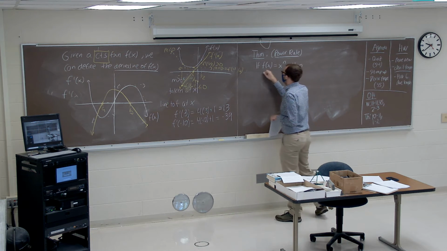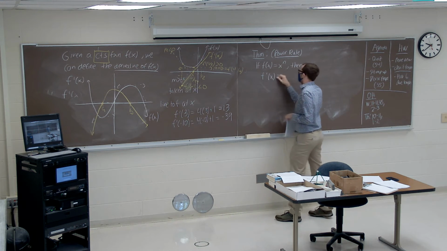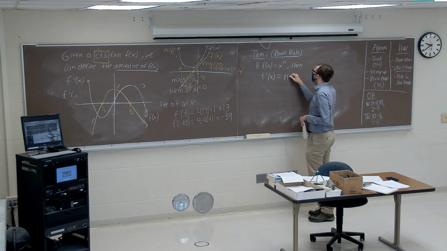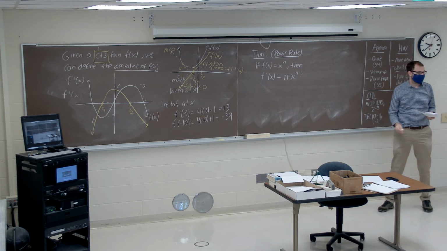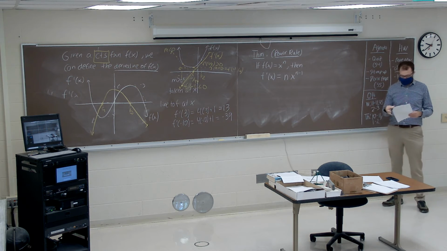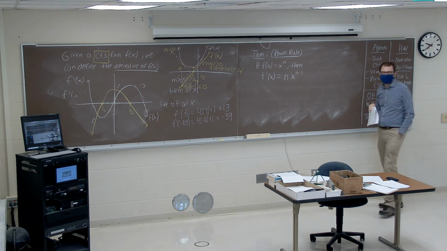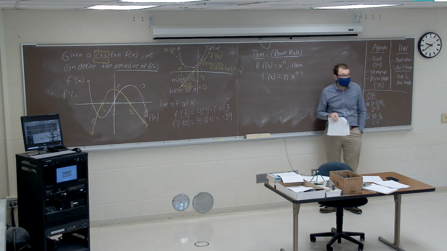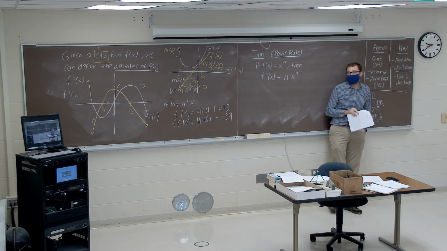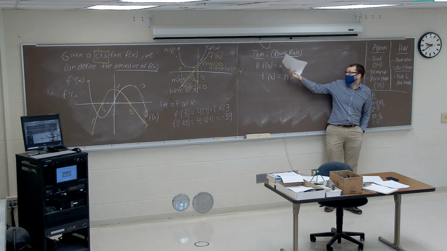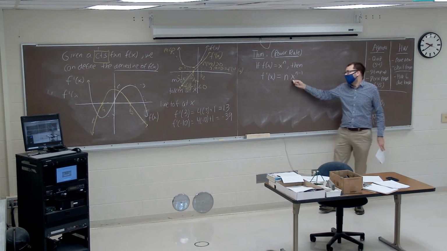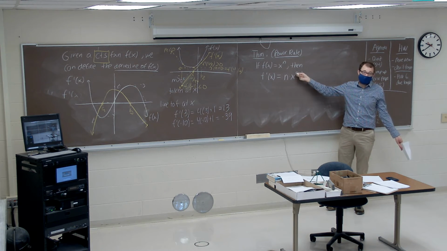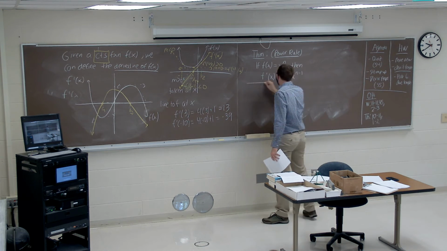then the derivative, f prime of x, is going to be equal to n times x to the n minus 1. Simple as that. In order to take a derivative of x to some power, you pull the power n down in front of the x, and then you subtract 1 from your exponent. So let's take a look at a few examples.